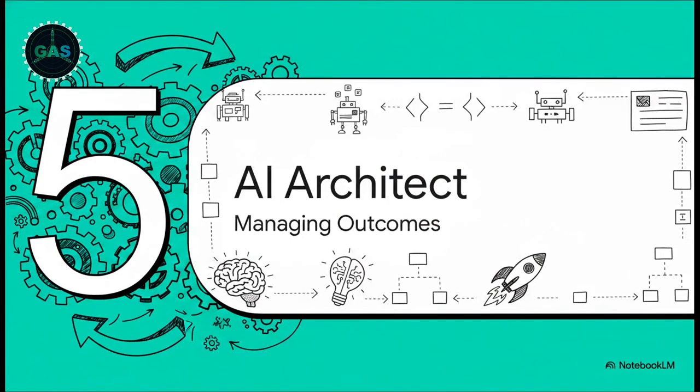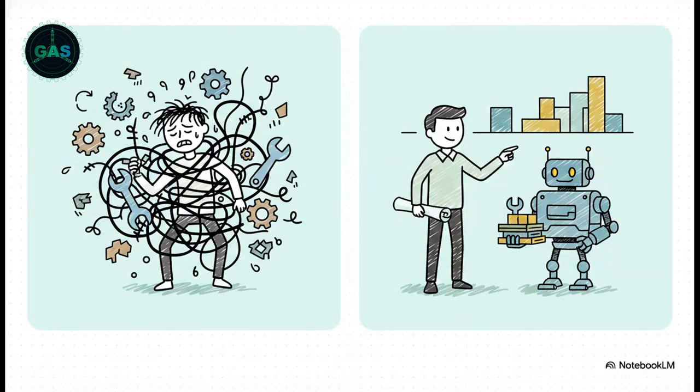All right, final stretch. Section 5, becoming an AI architect and managing outcomes. To truly harness this kind of power, you've got to adopt a completely new operational mindset. You have to transition from being a builder to being an architect. See, a builder spends all their time manually connecting technical dots, managing nodes, digging through API documentation, and fixing broken links. But as an architect, your job is no longer technical execution. It's strategic management. You are managing outcomes.